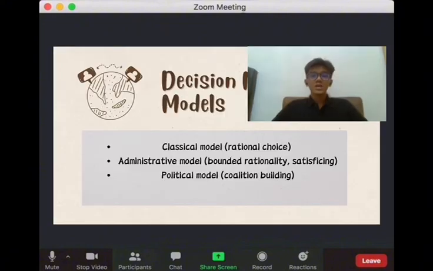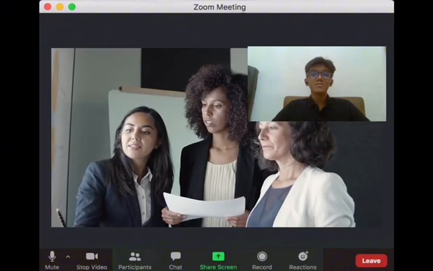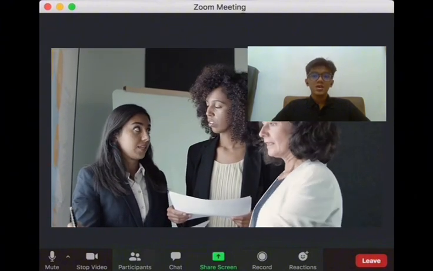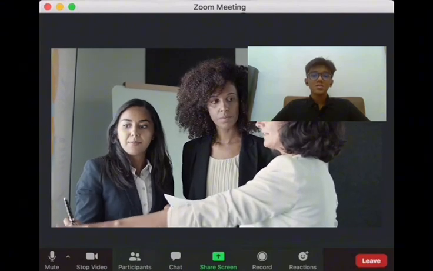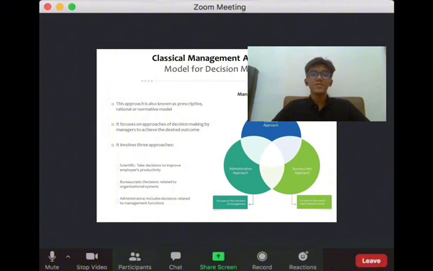So right now I will explain the decision making models. First, we have the classical model. This model assumes that managers are completely rational. They have all the information they need, they can list every possible alternative, and then choose the option that maximizes the best results. It's very logical and structured, but in reality, it's a bit too idealistic because managers almost never have perfect information or unlimited time.